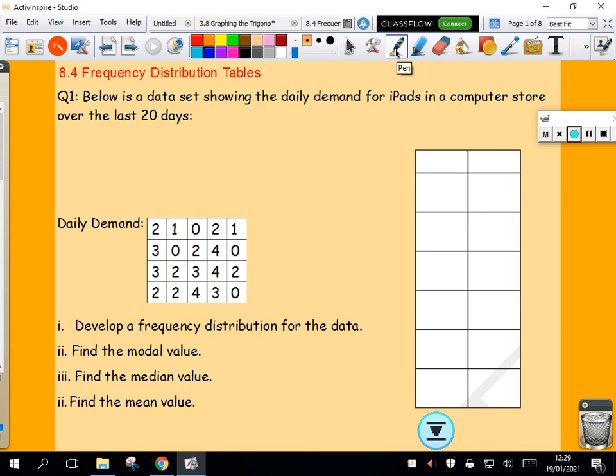With any frequency table we have something called the random variable, and then we have the frequency. The random variable, in this case, is the number of iPads. The frequency is how many times each of those values occurs for that random variable. On some days there were 0 iPads sold, on other days 1, on other days 2, some days 3, and on some days 4. And it's over 20 days.